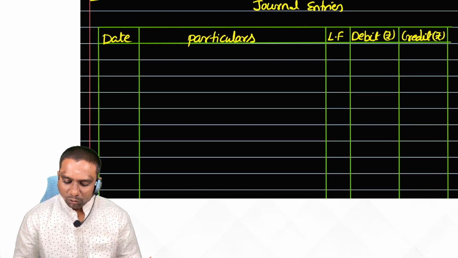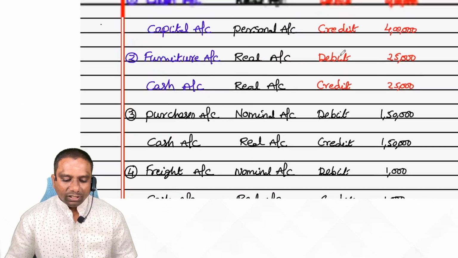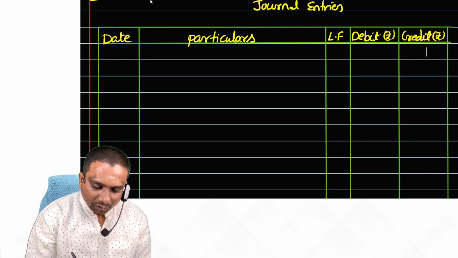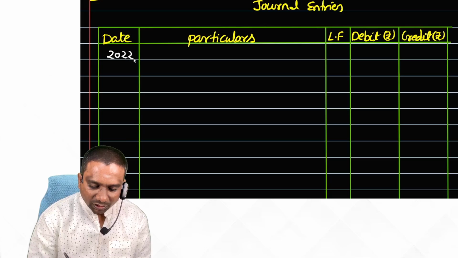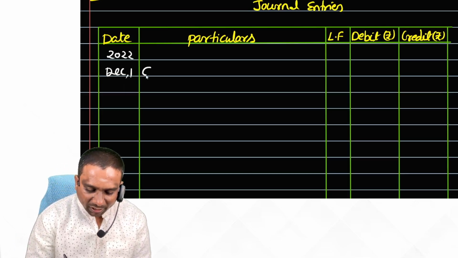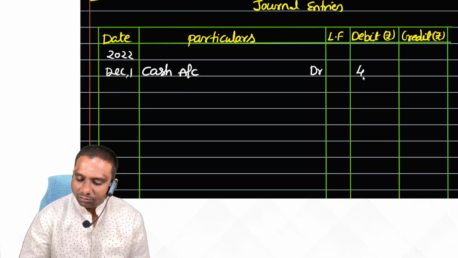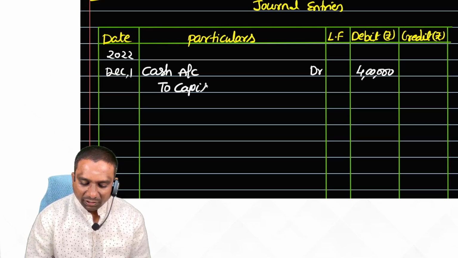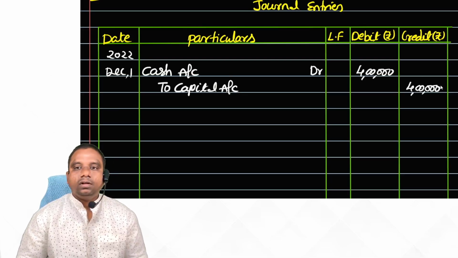Now look at the first transaction analysis. Which account is debited, which account is credited? Cash account debit, capital account credit. Write down the same. What is the date of the transaction? 2022 December 1st. Yes or no? Right. So cash account debit, how much? 4 lakhs, to capital account, 4 lakhs. Yes or no, students?